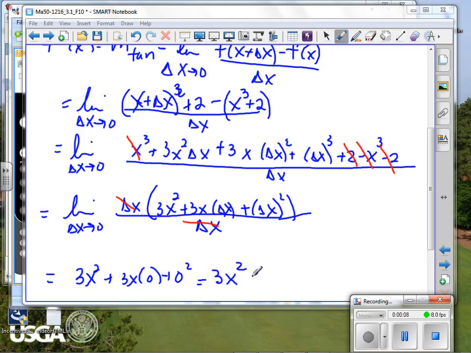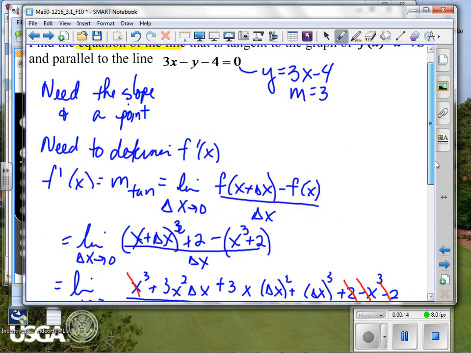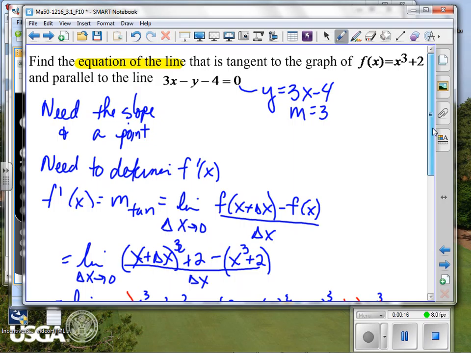What is it? It's equal to the derivative, okay. Now, where do I want this? Do I have an input yet? Do I want this to be evaluated?